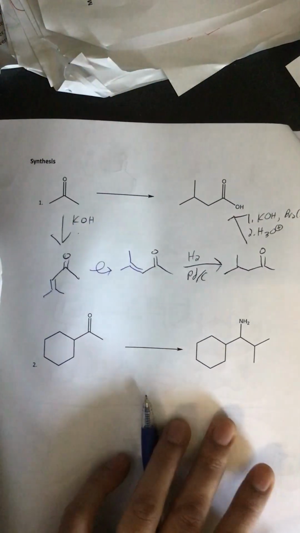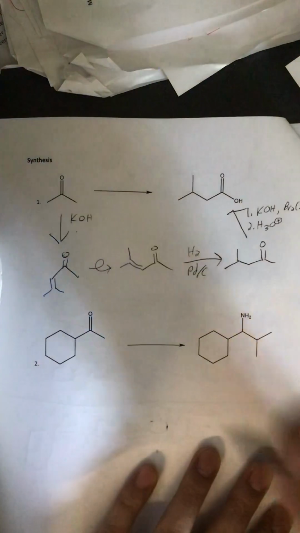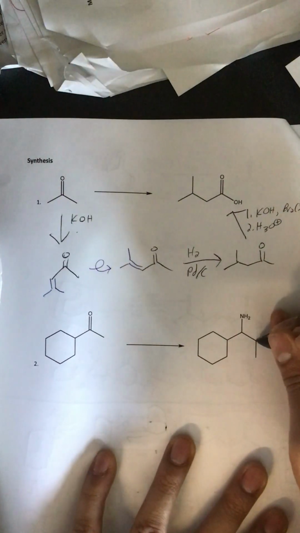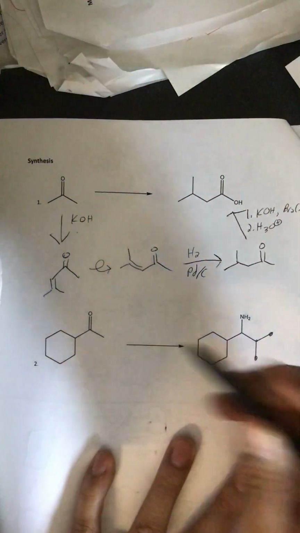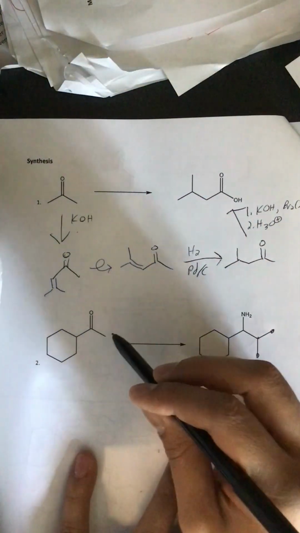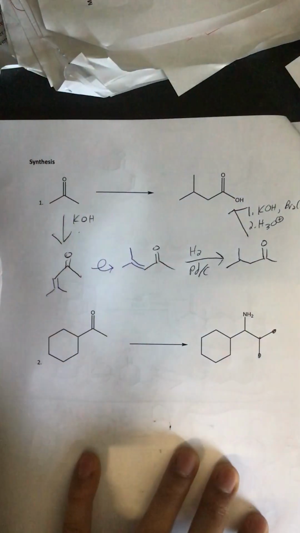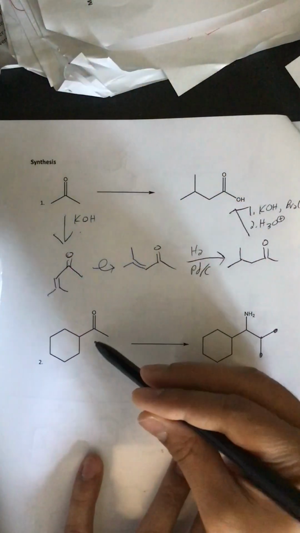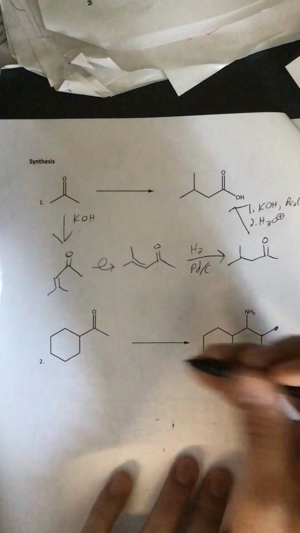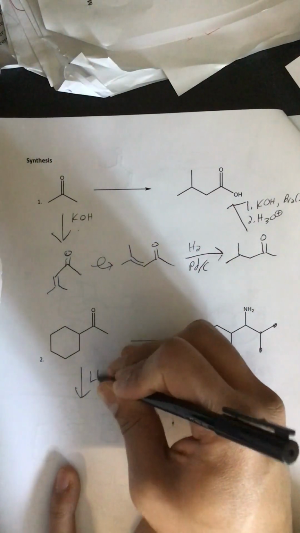All right, that was synthesis 1. Synthesis 2, what I want you to notice is that we're adding these 2 carbons onto the molecule. So there are 2 ways I can do this. I can either use an enamine to make this, or I could use LDA to do it. So I'll do it the LDA way, because why not?